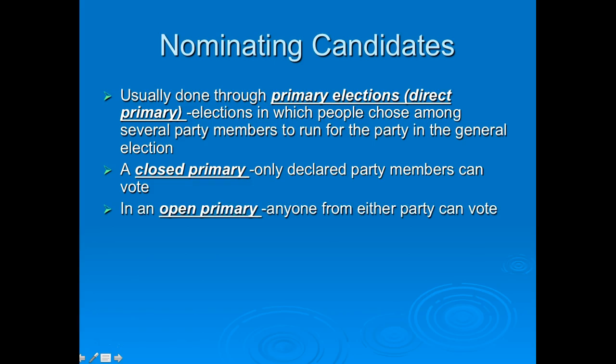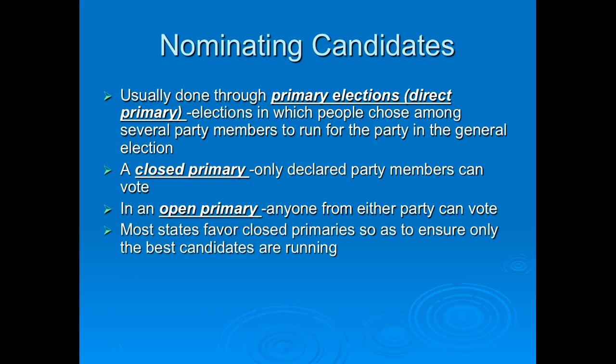Now, in an open primary, anyone from either party can vote. So if you live in an open primary state, you just go in and say, I want to vote in the Democratic primary, or I want to vote in the Republican primary. And if you're an independent, you can still vote in the primary. You can just go in and say which primary you want to vote in. North Carolina is an open primary state.